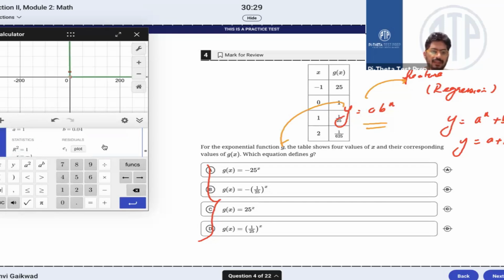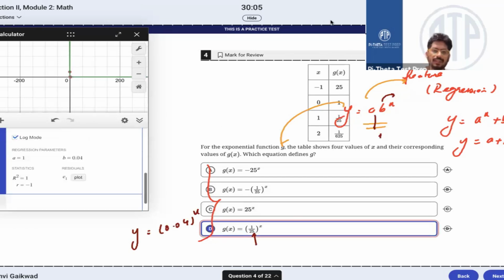The moment we write this, we'll be getting the value of a and b here. Now, if you observe here, your a is basically 1 and your b is 0. So I can just write a as 1 and b as 0.04 raised to x. 0.04 is nothing but 1 upon 25. You can actually check on the Desmos or on the calculator. So option number D. So this is the regression feature.